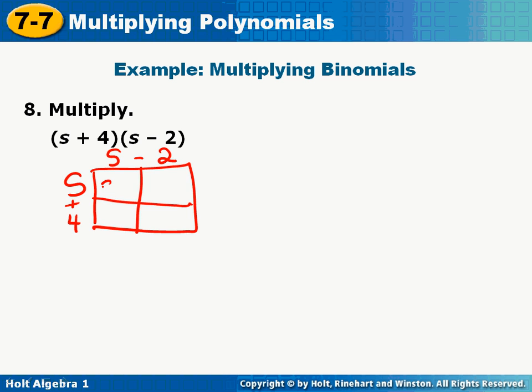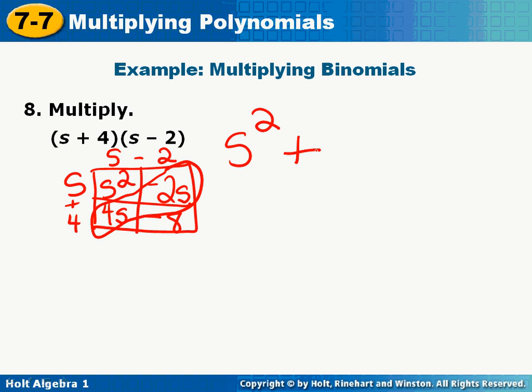S times s is s squared. S times negative 2 is negative 2s. You see what I'm doing? 4 times s is 4s, and 4 times negative 2 is negative 8. Now in this little box, these two will most of the time be able to put together, as long as they're the same and have like terms. So I have s squared plus, how many s's? 2s minus 8.